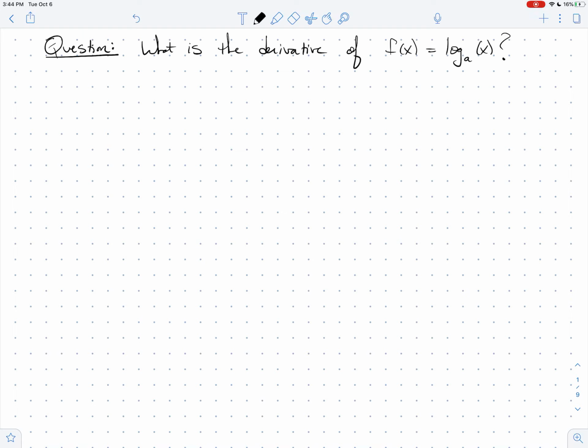And so I'm going to go back to the derivative f prime of x. I know by definition it is the limit as h goes to 0 of f of x plus h minus f of x all over h. I'm going to erase that and just say, well, my f is log base a. So I'm going to plug in my logarithm. So I get log base a of x plus h minus log base a of x all over h.